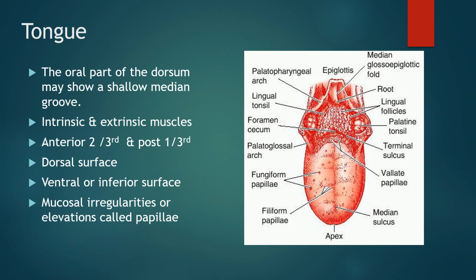Anterior two-thirds of the tongue, and this is the V-shaped sulcus terminalis, and at the V-shaped sulcus terminalis you can appreciate the vallate or circumvallate papilla are present over here. Then the palatoglossal arches are present. Here you can appreciate the foramen cecum, and then the lingual follicles and the palatine tonsils. So this whole is the dorsal surface, and the underneath surface is called the ventral or inferior surface. The elevations which are mucosal irregularities present on the dorsal surface of the tongue are called the papilla.